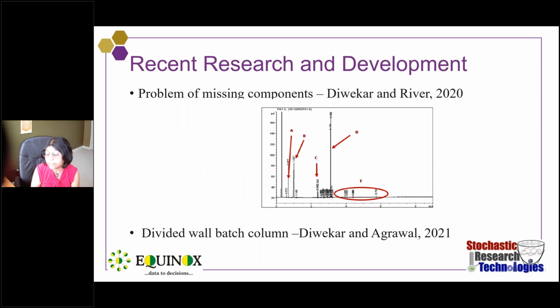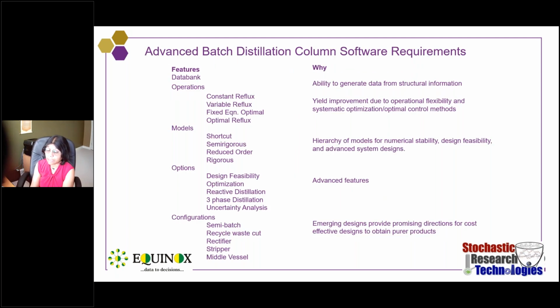Now, if you look at the software in batch distillation, I have put here some requirements. For one thing, this is what we learned from the literature. As I said, most of the batch distillation work, simulation, modeling, control, the columns are generally used in industries like specialty chemicals, pharmaceutical, as well as maybe the food industry. And many times people don't have thermodynamic data, so it is essential for any software to have the ability to generate data from structures.